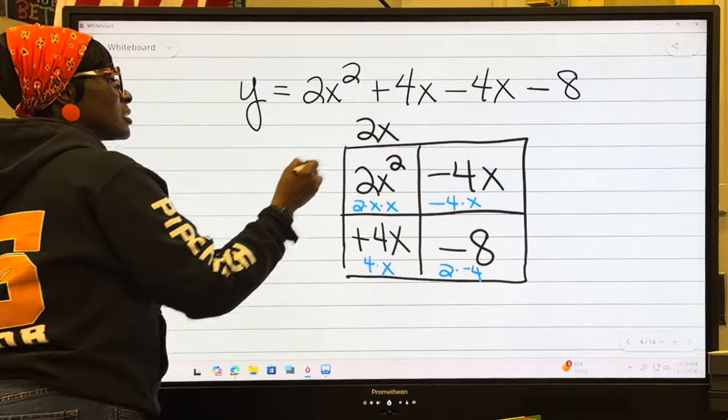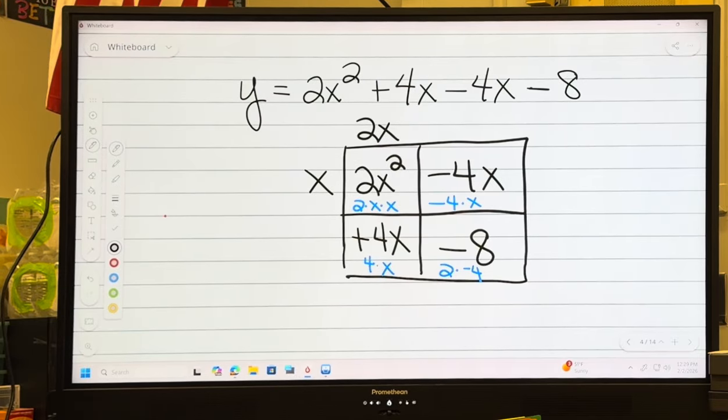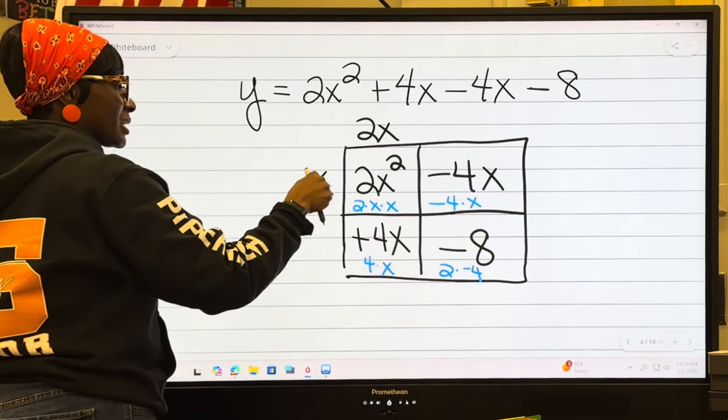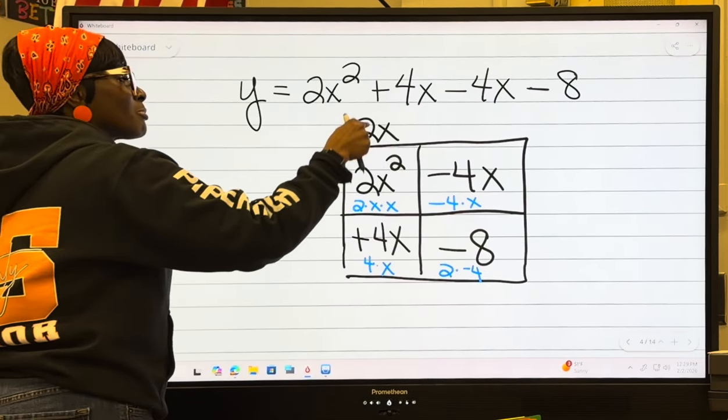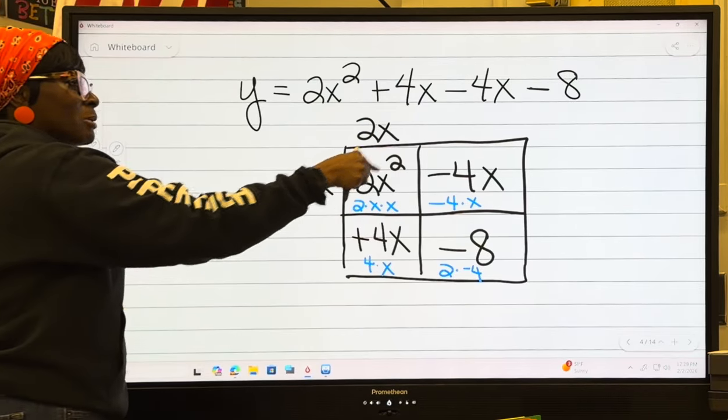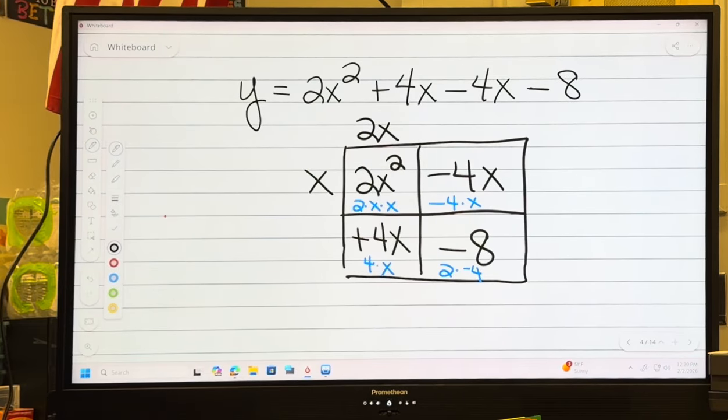2x times x. Does that make sense? Yes? So I got 2x times x. That's how we get 2x squared. This is my base times my height gives me my area. Does that make sense? Yes?